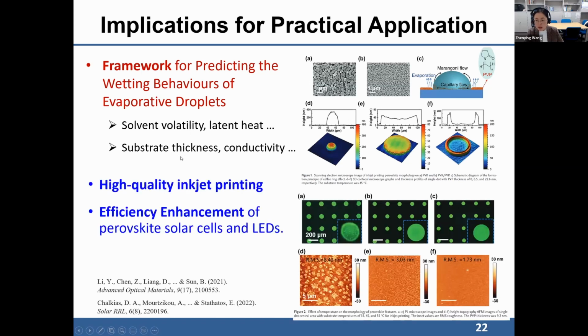And additionally, it can also instruct us to rationally choose the solvent and the substrate condition for uniform coating. For example, in the formation of perovskite solar cell 2D crystals, or in inkjet printing LED. So we could choose the solvent type or the substrate type correspondingly, so that it can form a more uniform deposition for better energy efficiency. So this is some implications for practical application.